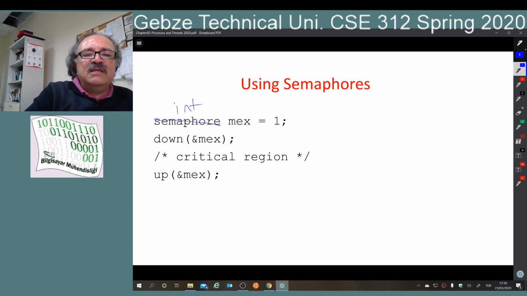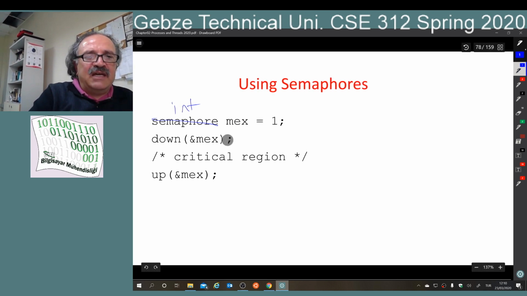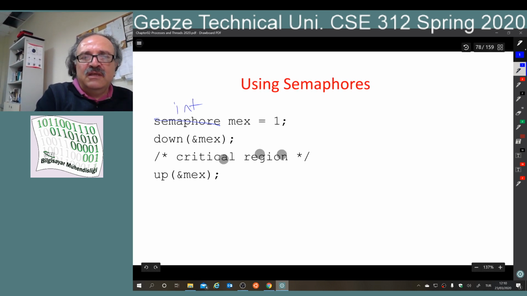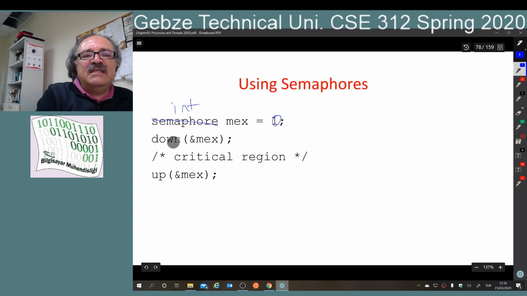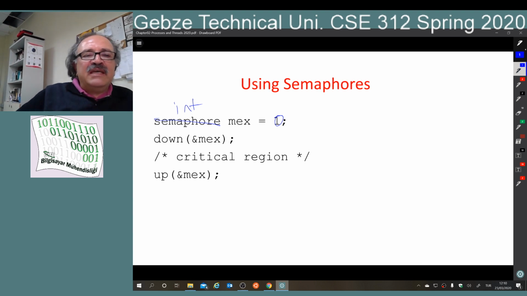Just decrement this integer. Since it's a 1, it just decrements it. I entered my critical region, and after I am done with the critical region, I just increment it. If it is 0, when I say decrement this value, I cannot decrement it. I need to go to sleep.